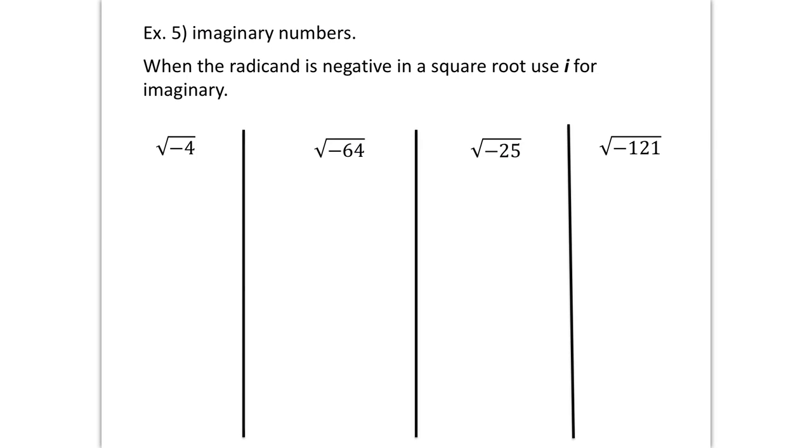You notice that all of these radicals have a negative number inside of the radical, okay? So that means the radicand is negative. When you have a negative radicand inside a square root, you cannot actually find the answer. But we use something called imaginary numbers in order to simplify. So let me explain what I mean right now.